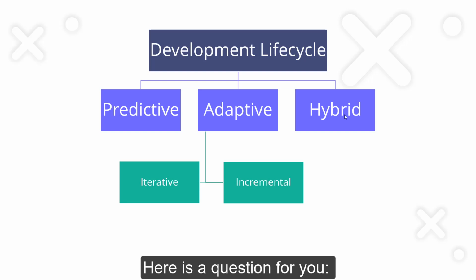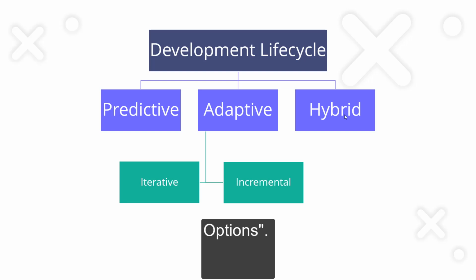Here is a question for you. What are the top 2 evolving aspects of your own work universe that are less predictable and can use some agile tools? Please answer in the Q&A section with the title Hybrid Options.